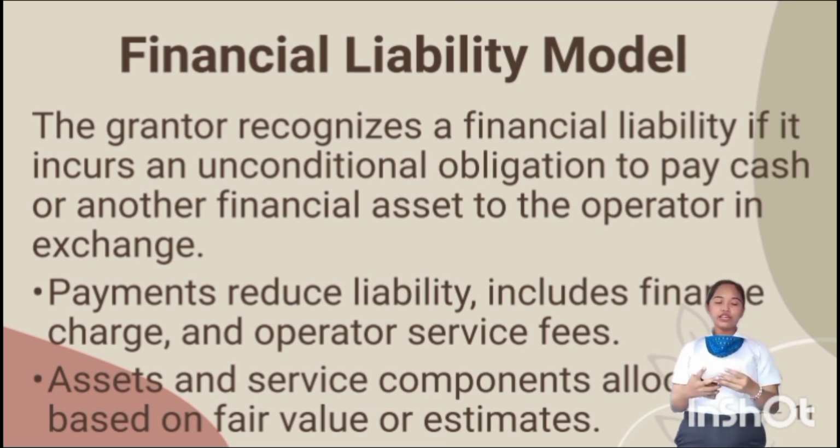So, financial liability model. The government owes money to a private company when it agrees to pay for a service concession asset like a road or hospital. Also, payments are divided into reducing the debt, interest, and fees for services, and if the parts of the payment aren't clear, then the government makes an estimation.